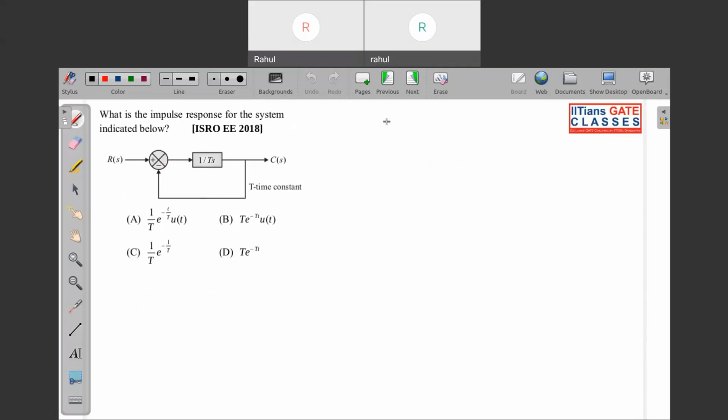Okay, solve this question. This was asked in ISRO 2018 for the electrical branch.